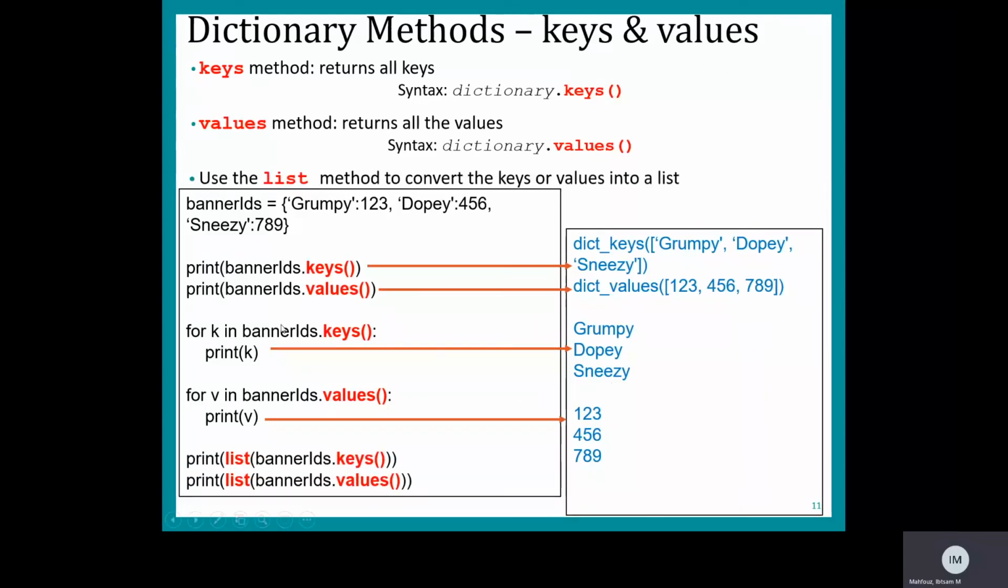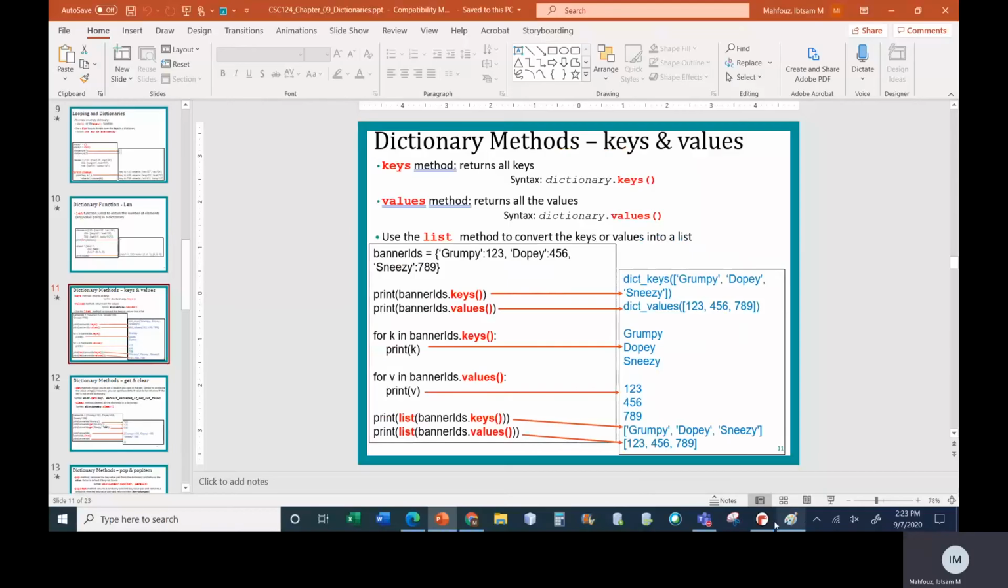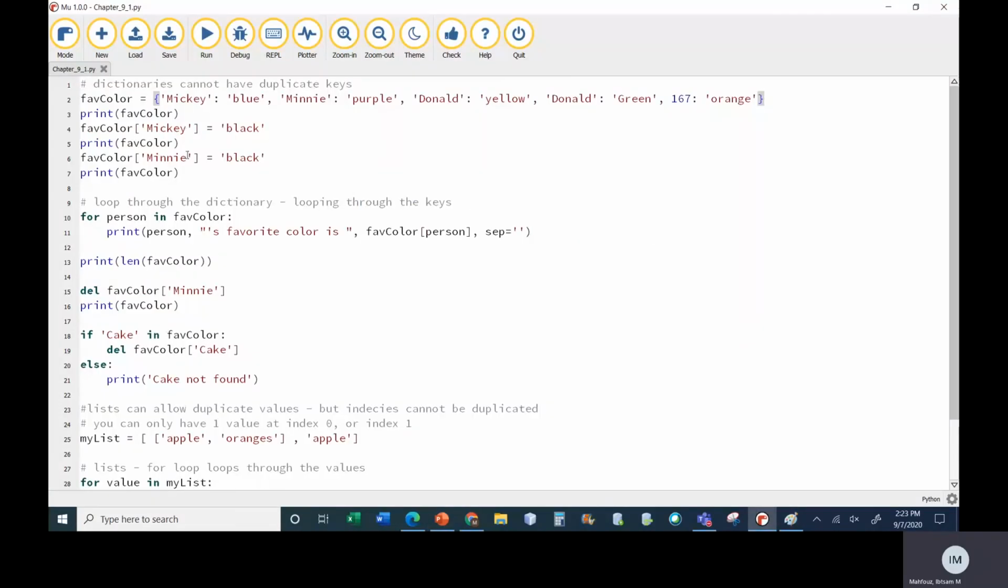And another thing that you can do is you can convert those keys or values into a list. So those banner ID keys, this dictionary, if I go to the keys, which were grumpy, dopey, and sneezy, I can convert it to a list. So I can make a list of my keys or a list of my values for any reason, you know, for sorting, for example, if I wanted to sort the names of people that I have. So here, let's try that.